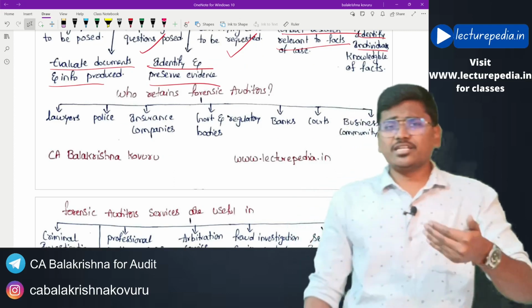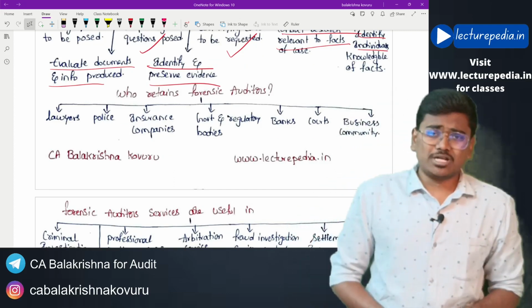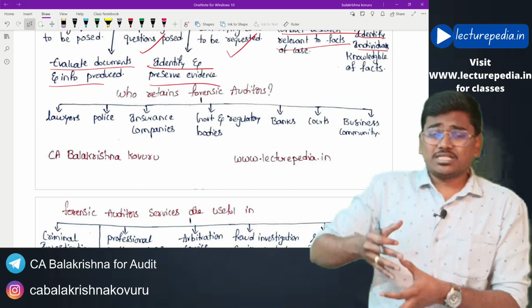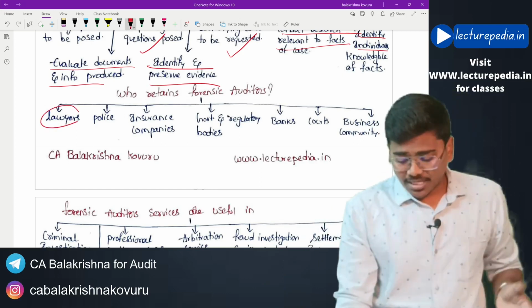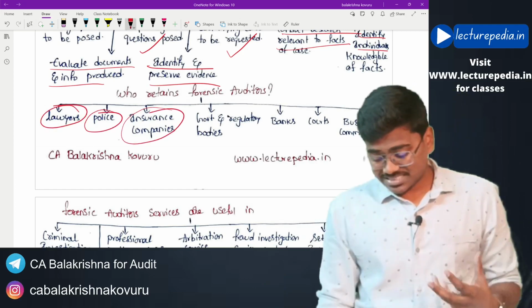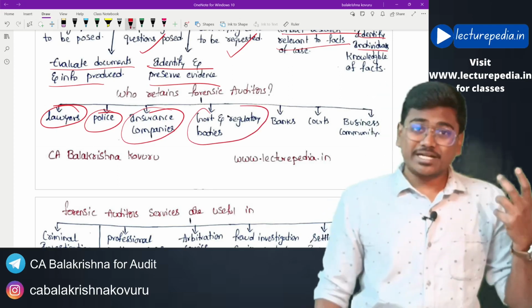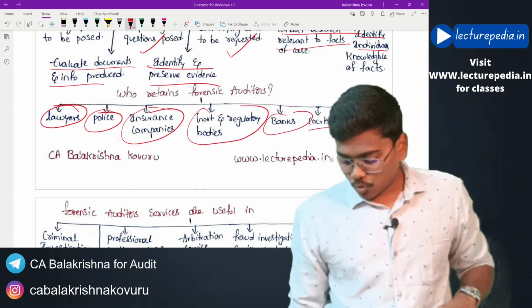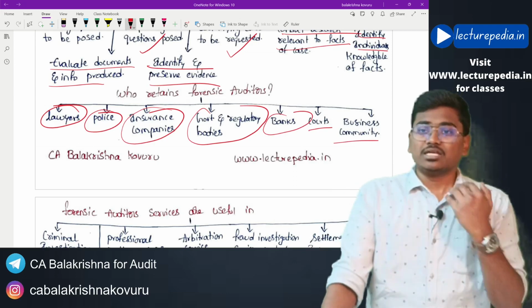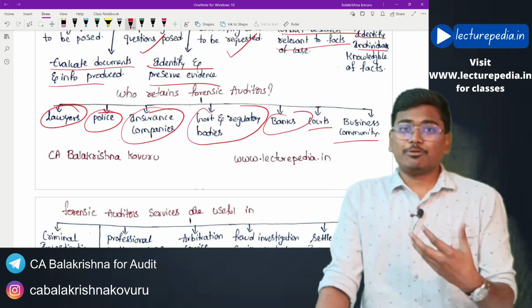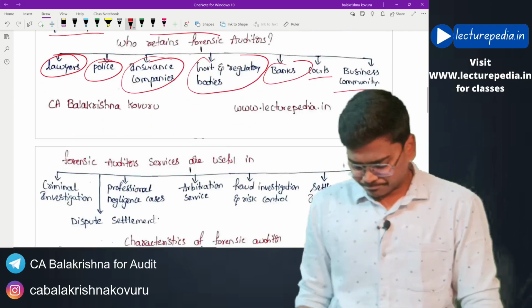And generally, who will use these forensic auditors, who will employ these forensic auditors? Lawyers, police, insurance companies, government and regulatory bodies, banks, courts and business communities. Okay, these people will employ forensic auditors.